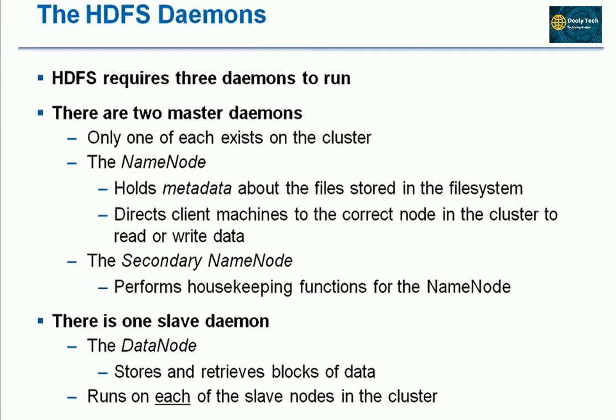In HDFS, there is one slave daemon. It's called the data node. It's responsible for storing and retrieving blocks of data. And there's one data node on every slave node in the cluster. So already you have 3 different processes and lots of instances of one process to manage.